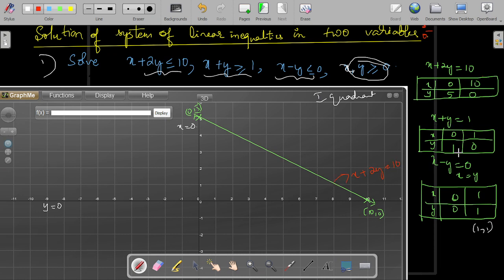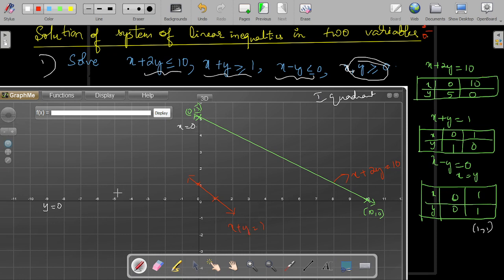Let us go to the second: 0, 1 and 1, 0. 0, 1 and 1, 0 comes here. So let us join these 2 points by again a dark line, not a dotted line, because they are all slack inequalities. You should be careful that it should pass through these 2 points exactly. Yes, this is that line. So this line is named as x plus y is equal to 1.